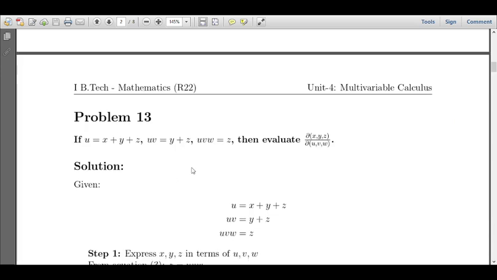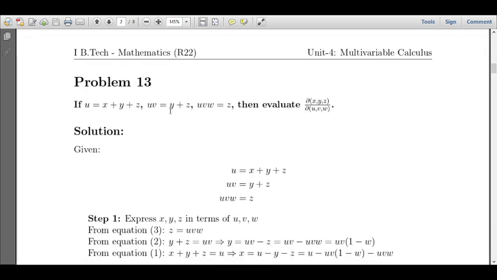The second problem. Here we have a function of three variables, right? u equal to x plus y plus z, uv equal to y plus z, uvw equal to z. Then evaluate ∂(x,y,z)/∂(u,v,w). For defining this Jacobian, x must be a function of u, v, w, y must be a function of u, v, w, and z must be a function of u, v, w, right?